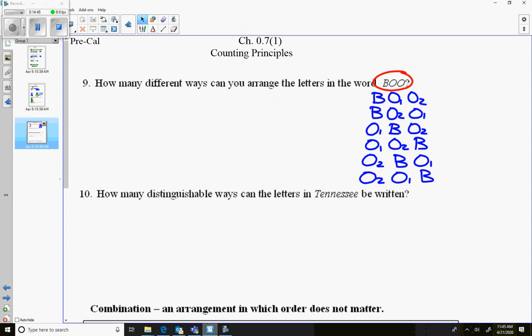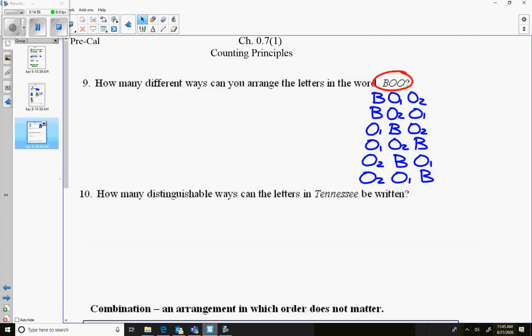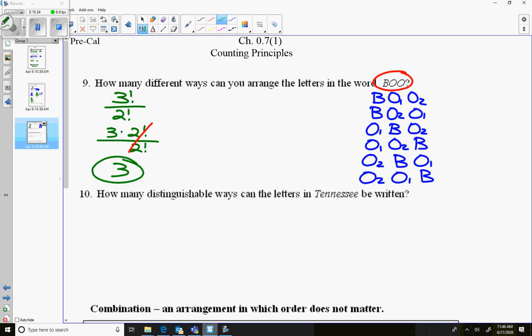But according to what we just said over here, we want to do n factorial divided by the factorial of those repeats. So there are 3 letters, so it would be 3 factorial. But because there are repeating letters in that O repeats, and there are 2 O's, we're going to divide by 2 factorial, which gives us 3 times 2 factorial divided by the 2 factorial. Cancels. Our correct answer is 3.